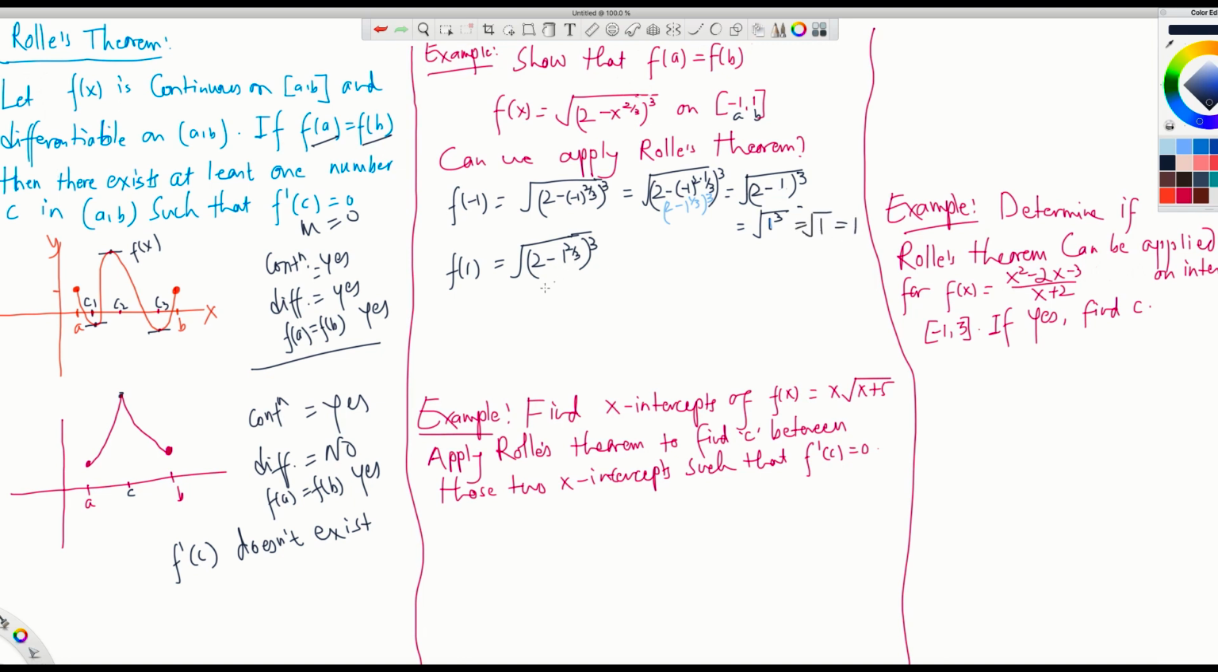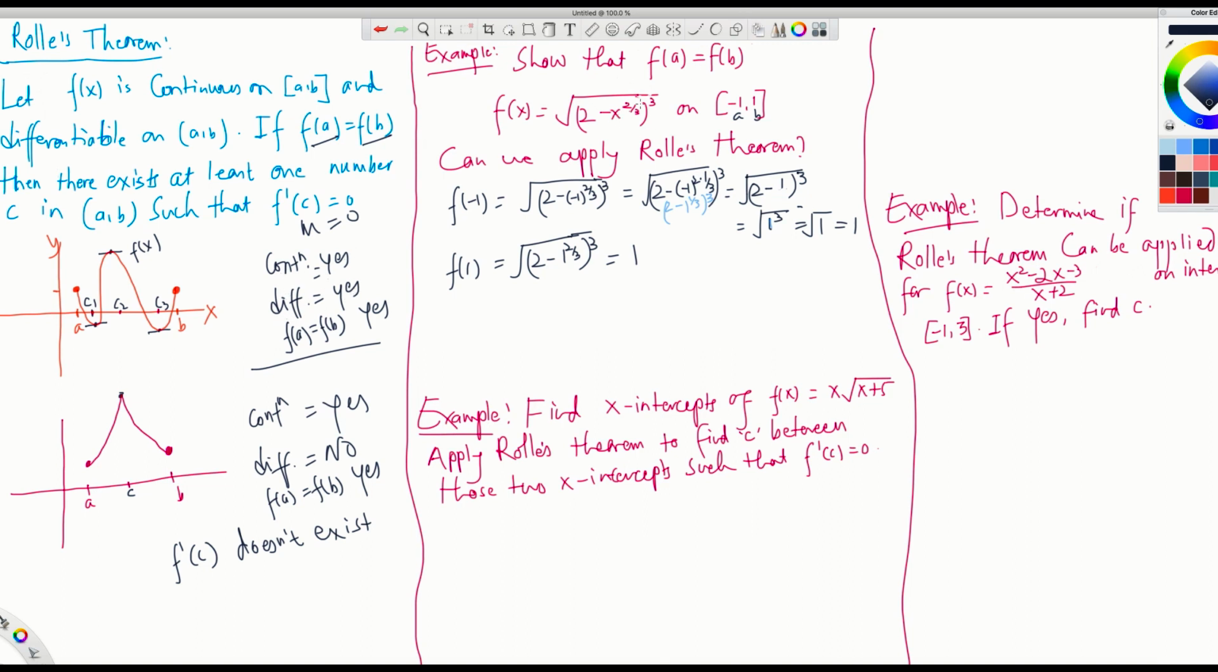How about here? 2 minus 1 to the 2/3 is basically 1. So 2 minus 1 is 1 to the 3, it's 1. So it is again 1. So f(a) equals f(b) is verified. Now, can we apply Rolle's theorem? We want to see whether it is continuous in the interval and differentiable in the interval.